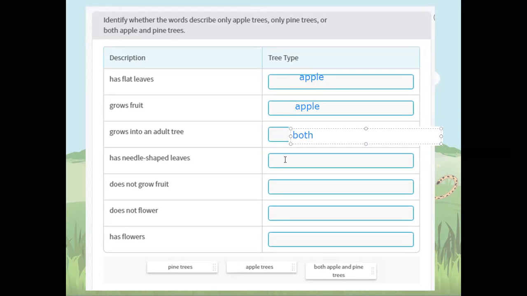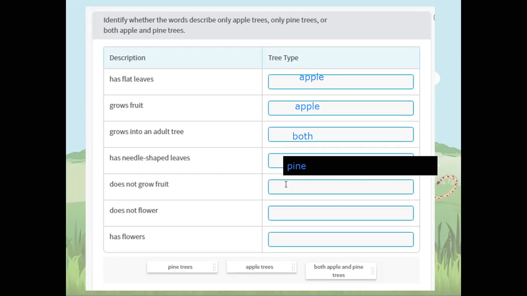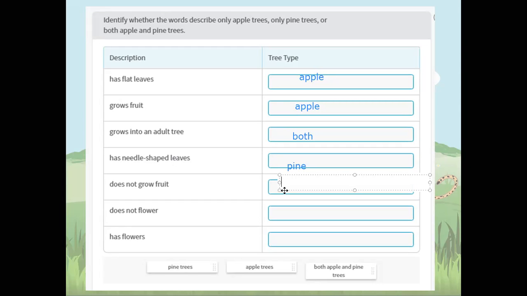Has a needle-shaped leaf. Needle-shaped leaf. Pine tree. Doesn't grow fruit. It doesn't give fruit. Pine tree, as it gives cones. It's non-flowering. Does not flower. Pine does not flower. Has flower. Apple has flower. The flowering apple tree. Let's check.